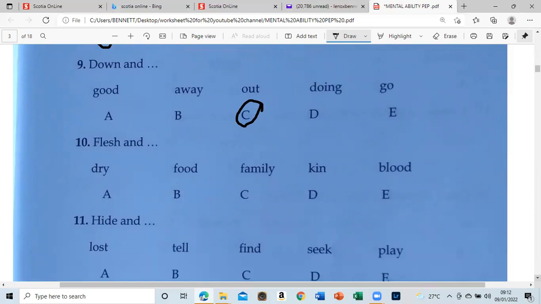All right, number 10, flesh and dry, flesh and food, flesh and family, flesh and kin, or is it flesh and blood? Don't disrespect her because they are flesh and blood. All right.